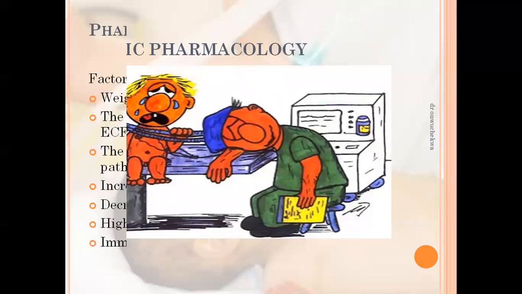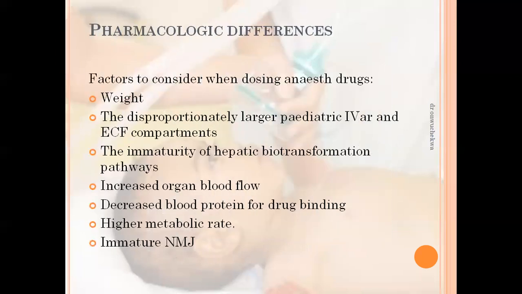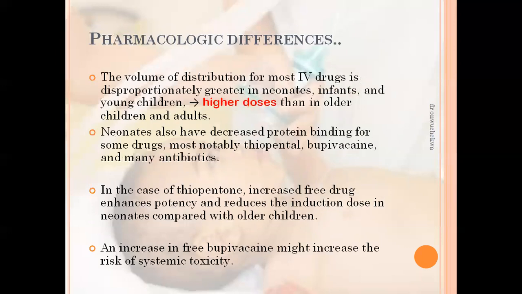Now, the basic pharmacology. Some of the factors to consider when dosing anesthesia drugs are the weight, the disproportionately larger pediatric intravascular and extracellular fluid compartments, the immaturity of the hepatic biotransformation pathway, increased organ blood flow, and decreased blood protein for drug binding. Also, the child has a higher metabolic rate.